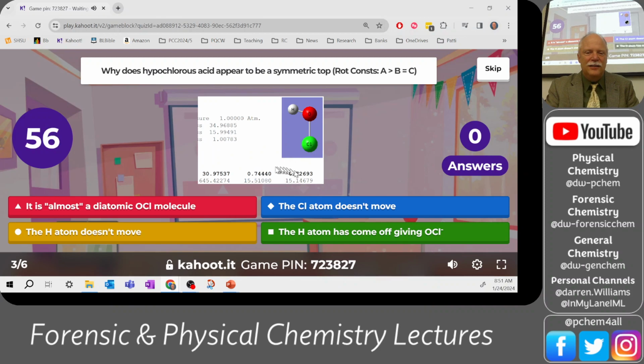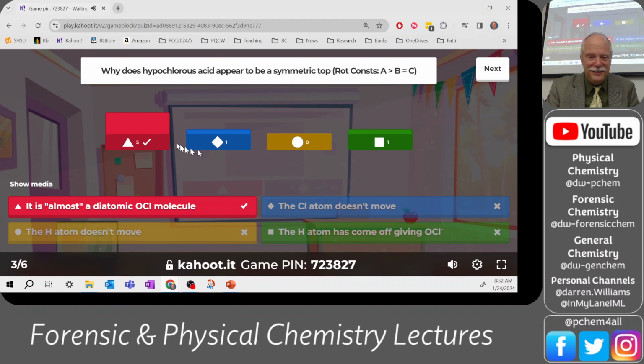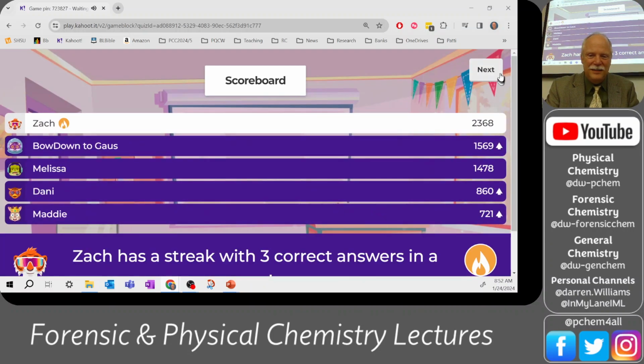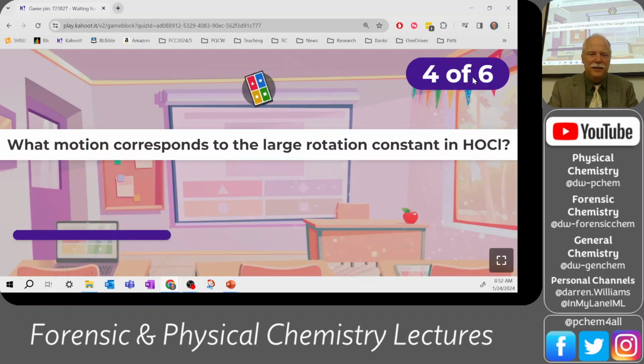Okay, why does hypochlorous acid appear to be a symmetric top? So two of its rotational constants are very close to each other. A symmetric top would have A greater than B equals C, and B is almost equal to C. It's a thinking question. Make your choice. Very good, folks. 5 out of 7. Good job. That hydrogen is so tiny that it's mostly a diatomic.